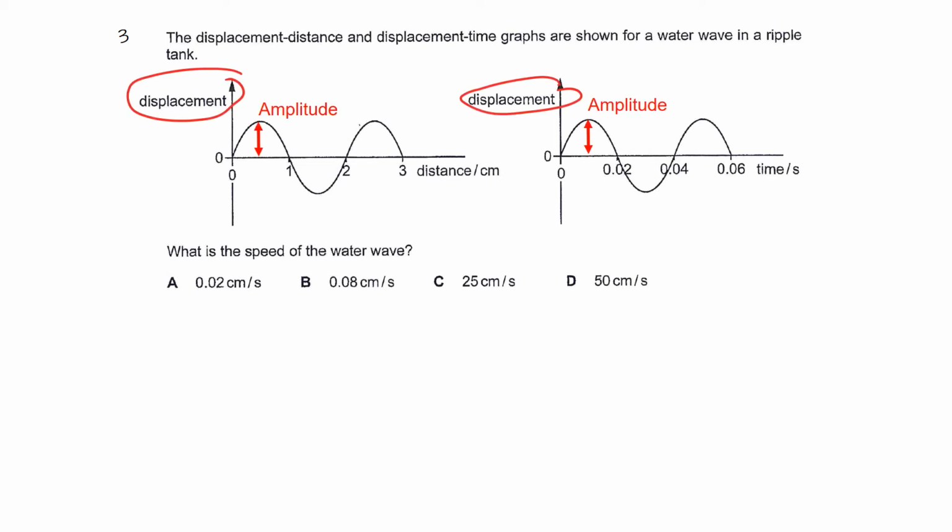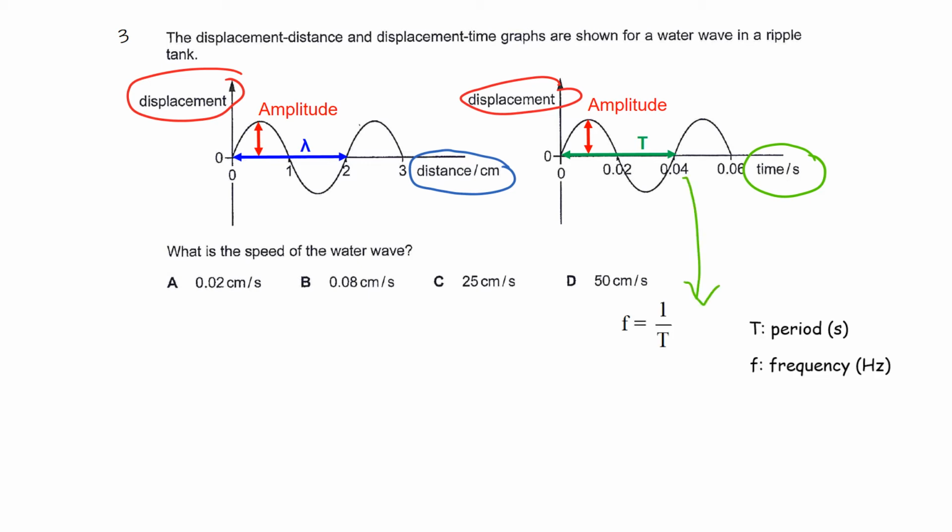For the x-axis, from the first graph, the x-axis is representing distance. So the distance of one wave is called the wavelength, lambda. For the second graph, the x-axis is representing time. The time taken for one wave is called the period, T. We can see from the second graph that the period T of the wave is 0.04 seconds.